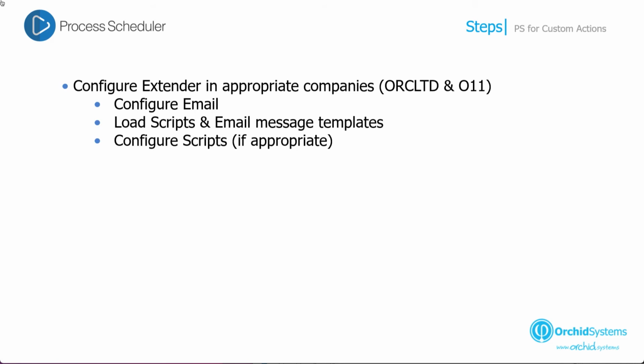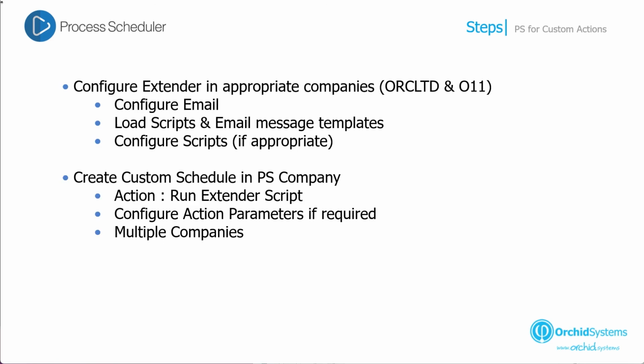And for this, we need to configure Extender in Orc Limited and O11, configure the emails so we can send emails of the notifications. We need to load the email templates, and we need to load the scripts that are the alerts and notifications. And if the scripts need configuration, entries in the table, then we need to do that as well. And once Extender is loaded and configured in all the companies that we want to run these notifications and alerts, then you go to your Process Scheduler company and you create a schedule.